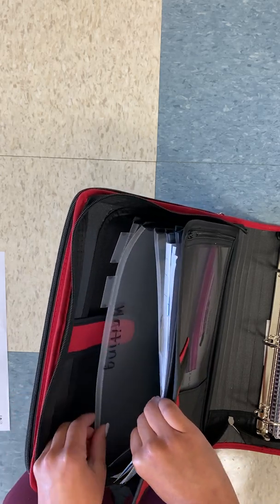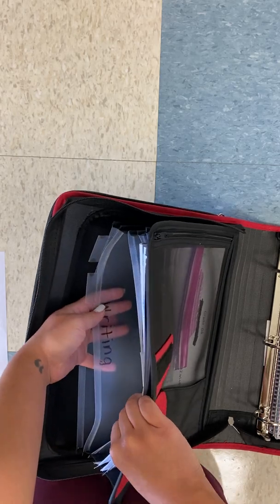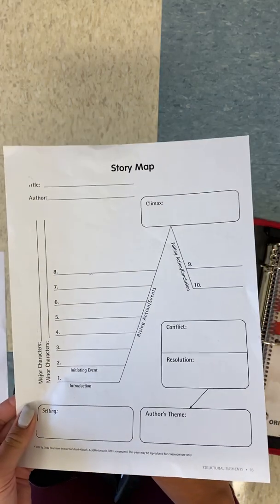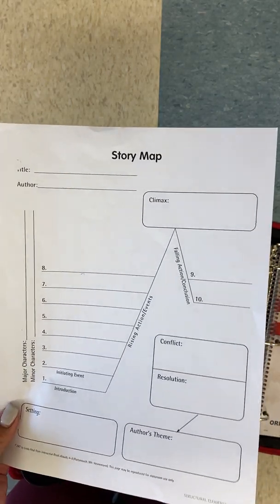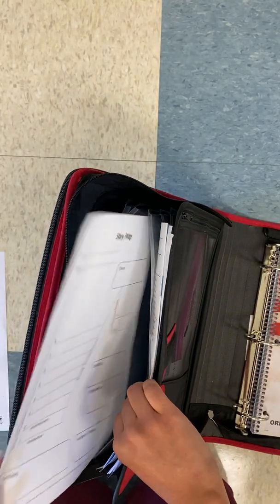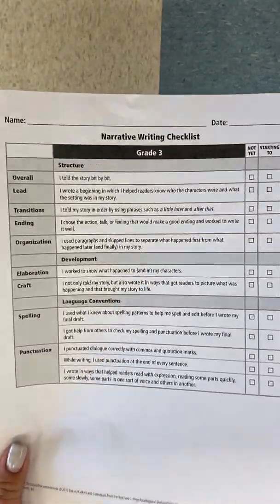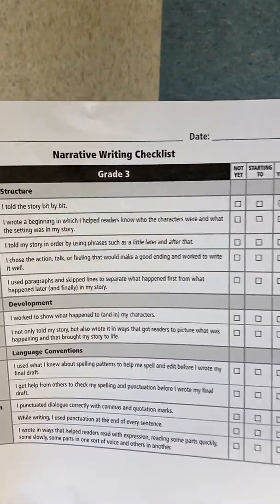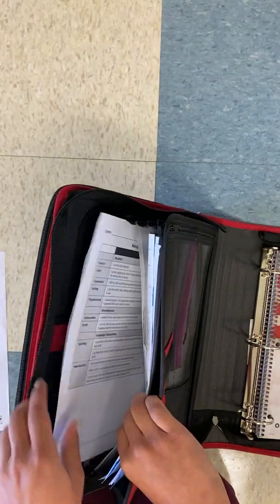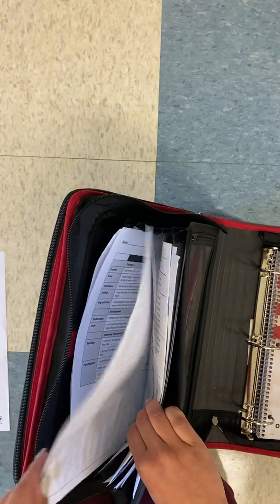Our next divider pocket will be dedicated to writing materials. The following will need to go in your writing folder. You should have received a story map. Next up is a narrative writing checklist for grade 3. Finally, you should receive a rubric grid that looks like this. It does say narrative writing progression tracker on top, but it did get a little bit cut off. That is for your writing.